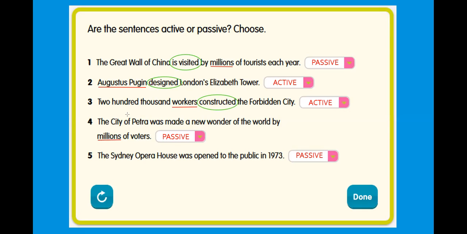Number four, was made. The city of Petra was made. Okay, so we have the verb be, yes, we have was, and then past participle, the verb made. Was made. That is a verb in passive form. We have verb be and past participle. Number five, we have was opened. The Sydney Opera House was opened. We have the verb be, was, and then a verb in past participle, opened. Was opened. So this is passive voice because we have a verb in passive form.